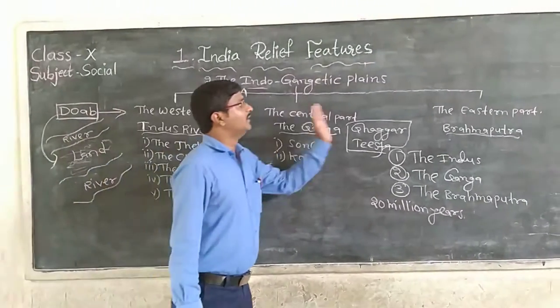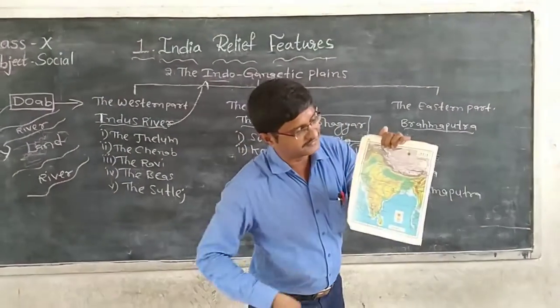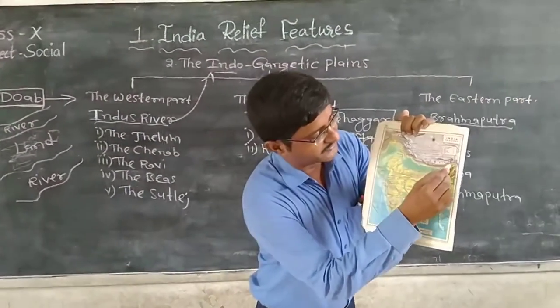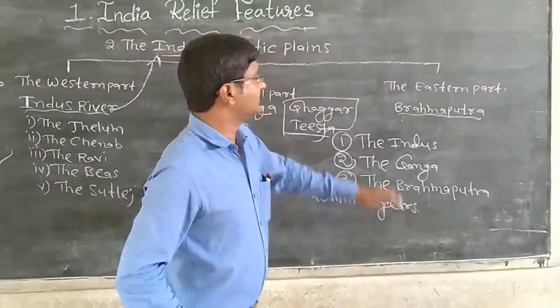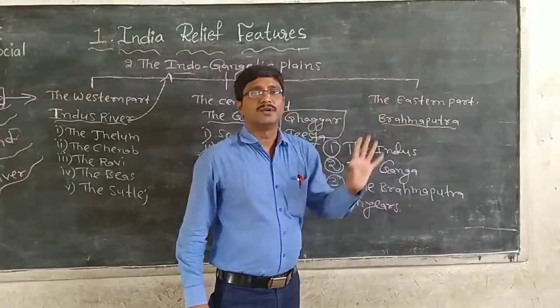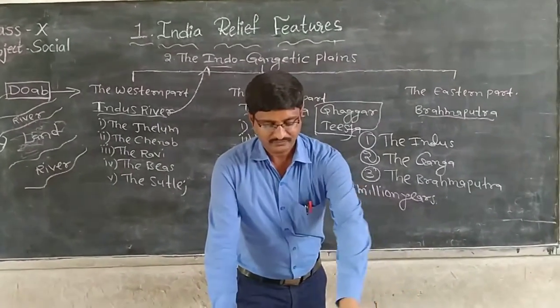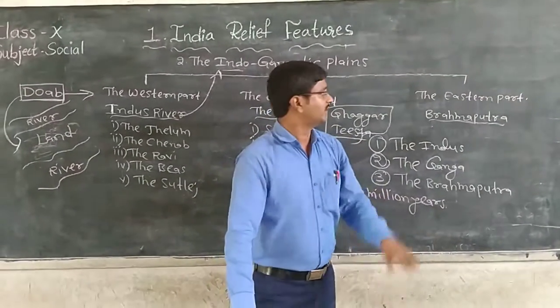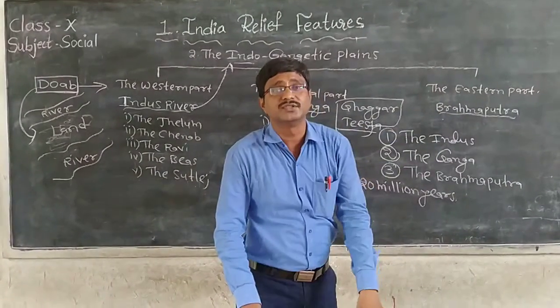Okay. Next we will move to the eastern part. Eastern part means this is the eastern part of the Indo-Gangetic Plain. Here, what is the river responsible for the formation of the eastern part? Brahmaputra river. Brahmaputra river is the main reason for the formation of the eastern part. That is why this is also called Brahmaputra plain.